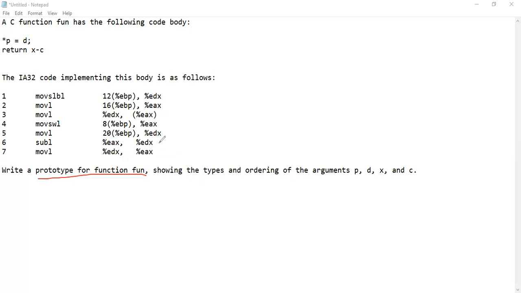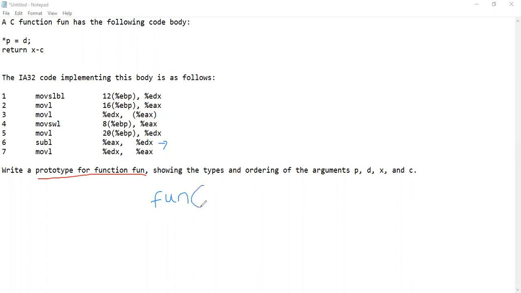So this really means EDX is equal to EDX minus EAX. Okay, so let's look at where EDX is coming from. EDX is coming from 20 plus EBP. 20 plus EBP means the fourth argument. If I were to write the syntax of this function, fun, it is returning an integer, x - c. We will find out that in a moment.